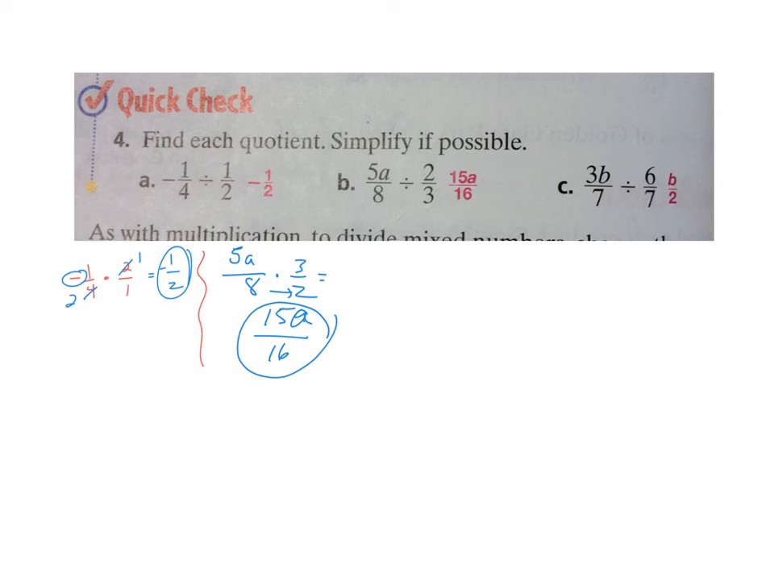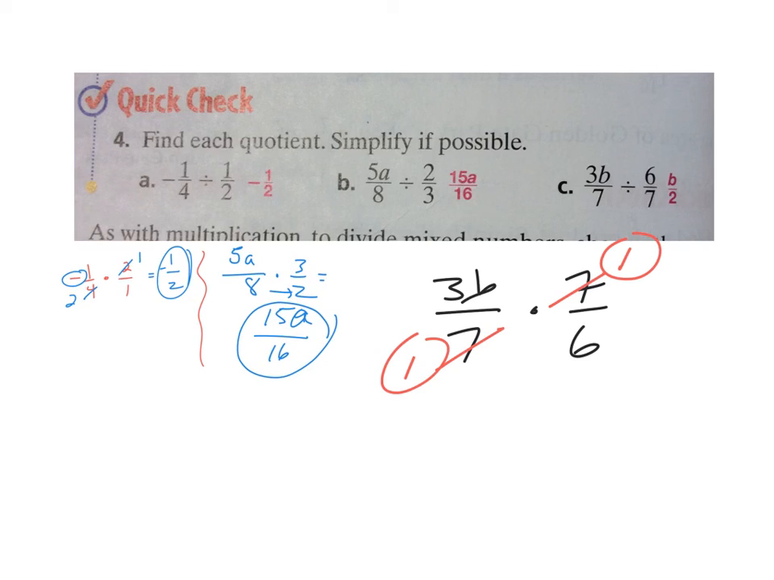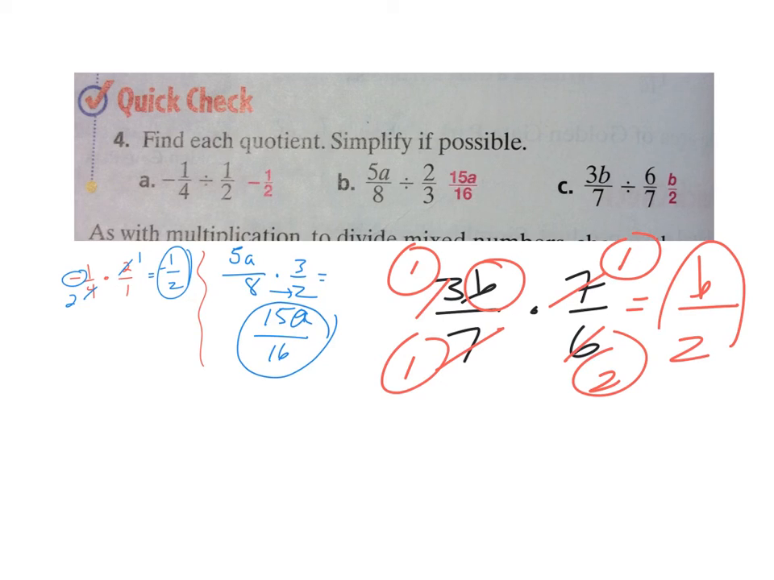And C. Same thing's going to happen here. 3b, so leaving that first one alone, times 7 over 6, flipping it over. Now this one you can see right away here. We can cross-cancel, get a 1 and a 1. And here, 3 and a 6 become a 1 and a 2. Don't lose that b. So multiply straight across. b times 1 is just b. 1 times 2 is 2. b over 2 is your answer there.